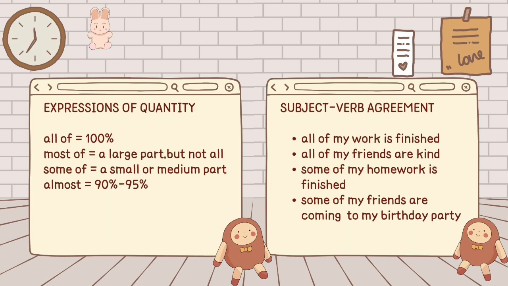And then expressions of quantity. All of means 100%. Most of means a large part but not all. Some of means a small or medium part. Almost is 90% through 95%. Subject and verb agreement. All of my work is finished. Some of my friends are coming to my party.